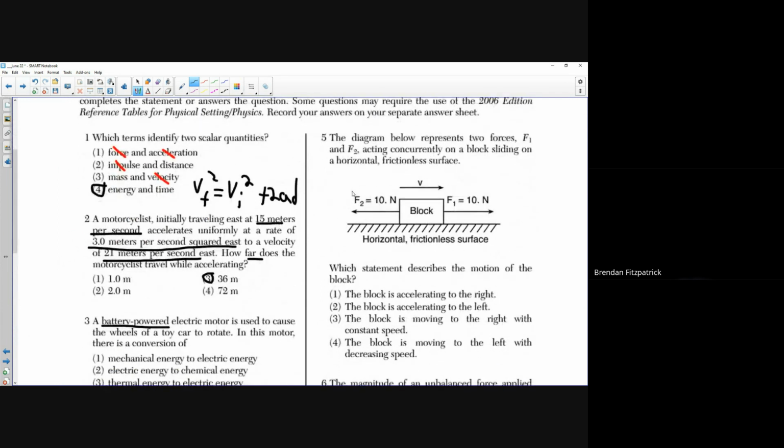All right, question 5. Looking at the free body diagram, a 10 Newton force and a 10 Newton force, they look like they're balanced. The diagram below represents 2 forces acting concurrently. That just means at the same time on the block. Which statement best describes the motion of the block? The block is not going to be accelerating because the net force is 0. So the acceleration is 0. The block is moving to the right with a constant speed, or the block is moving to the left with a decreasing speed. So choices 1, 2, and 4 are all talking about acceleration. Choice 3 is the only one where we have something in equilibrium. So we know that's got to be our answer. 5 is choice 3.